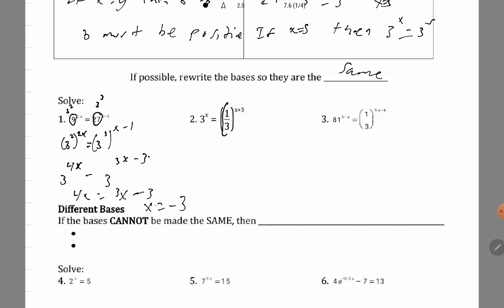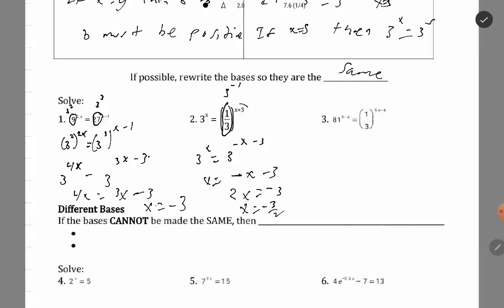You have to recognize that 1/3 is secretly 3 to the negative 1. So this is 3 to the x equals 3 to the negative x minus 3. That's distributing negative 1 to these two numbers. So x equals negative x minus 3. So 2x equals negative 3. So x equals negative 3 halves.